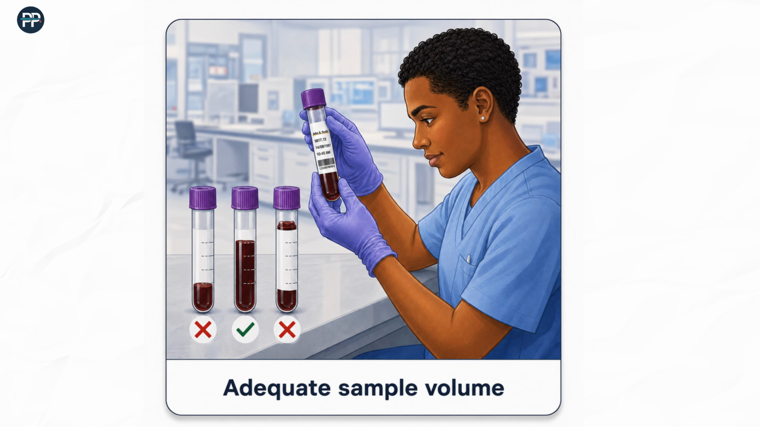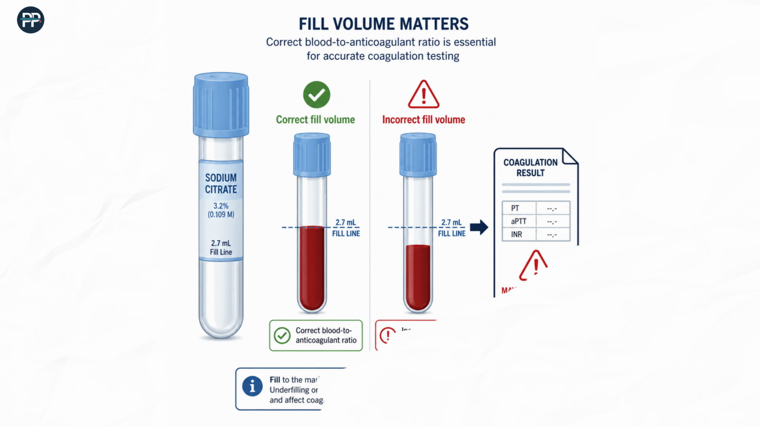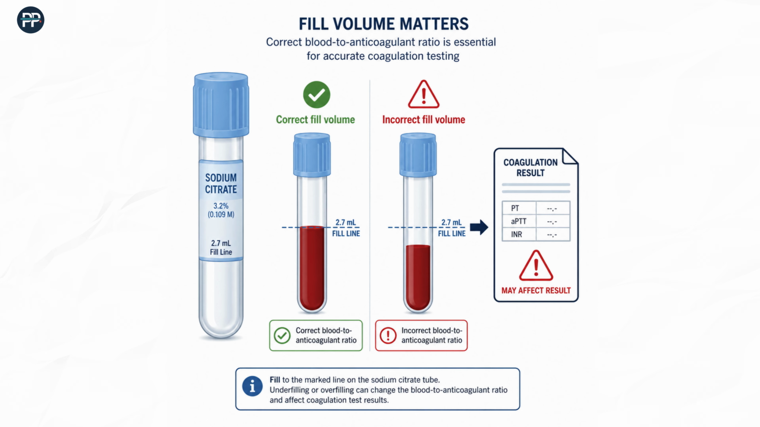They also check whether there is enough sample to perform the requested tests. If the volume is too low, the sample may not be suitable, or there may not be enough specimen to complete all the requested tests. In some areas, such as coagulation, the full volume is especially important because an incorrect blood to anticoagulant ratio can affect the result.